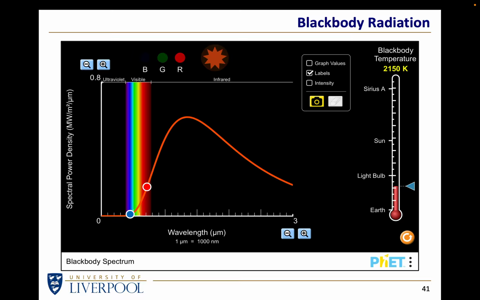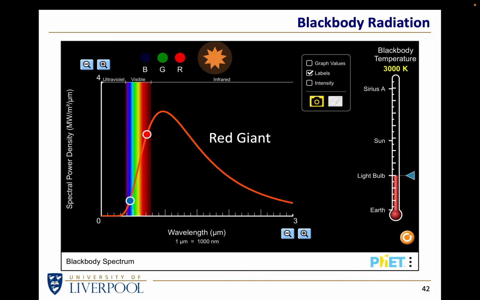Let's bung it up a little bit further. We're now at 2000 Kelvin or so. Notice that now we have a peak that's still in the infrared, and now we're starting to emit some light in the visible part of the spectrum. Let's go to 3000 Kelvin. Now this thermometer on the right-hand side says that 3000 Kelvin is the temperature of a light bulb. I don't know many light bulbs that actually reach 3000 Kelvin, so I think that's a slight mislabeling. But 3000 Kelvin is about the temperature of a red giant star.